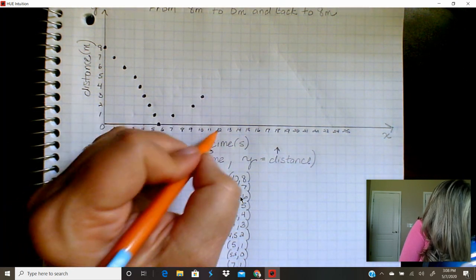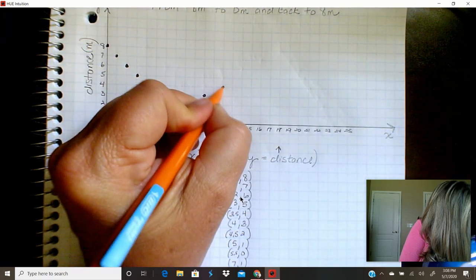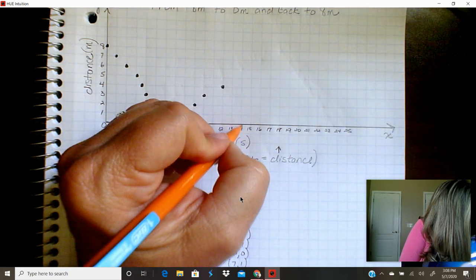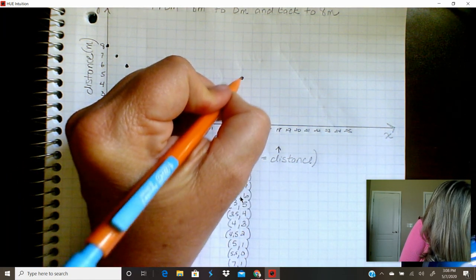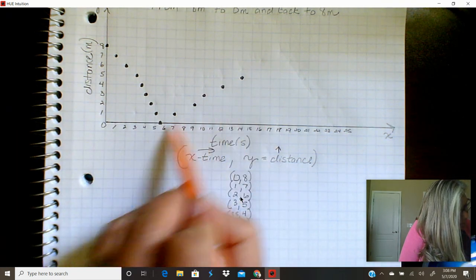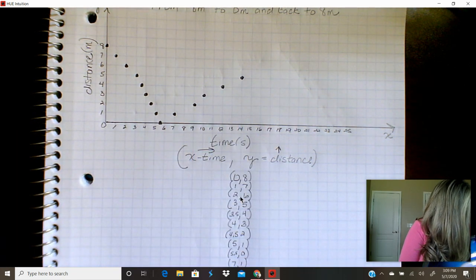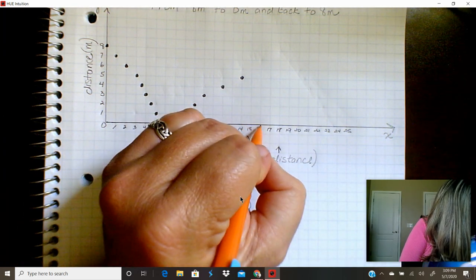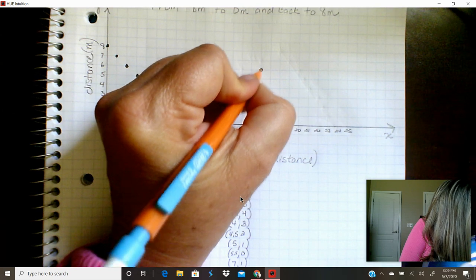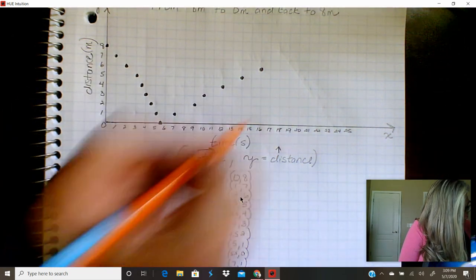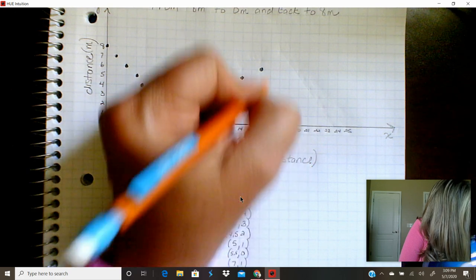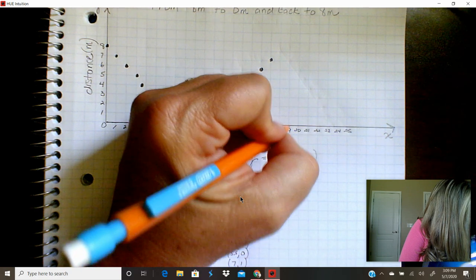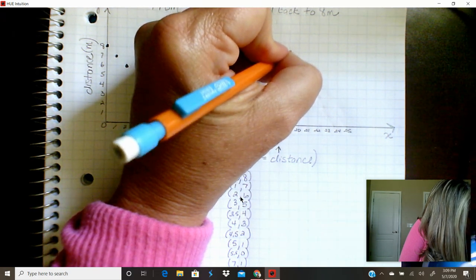At 12 seconds, he was at 4 meters. All right, at 14 seconds, he was at 5 meters. Again, notice that the points are further from each other. All right, then at 16 seconds, he was at 6 meters. And then at 17 seconds, he was at 7 meters. And at 19 seconds, he was at 8 meters.